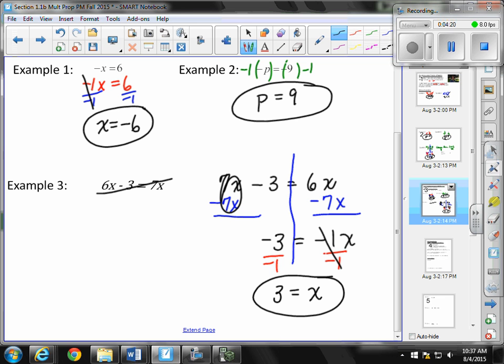When you're typing your answers in MyLabs Plus, oftentimes they will give you a solution set, and all they want you to do is type in the numeric answer. Don't type 3 equals x, just type 3.